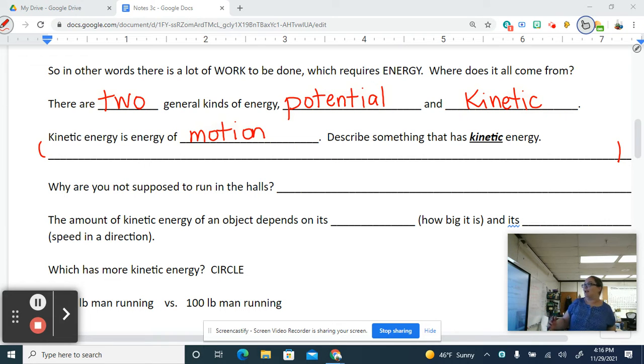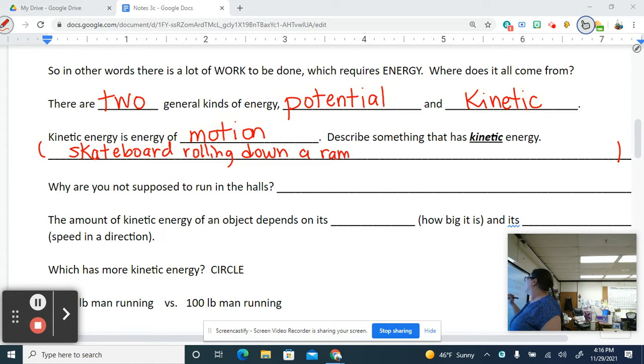All right. You might have said a ball rolling down a hill, or a skateboard rolling down a ramp, or pedaling a bicycle, or sharpening a pencil, or juggling. Here's a good question for you. Why are you not supposed to run in the halls? Right, exactly. You might get hurt. You might hurt yourself because you're running and then you have to stop suddenly, and because you've got more energy because you're running, you could hurt yourself.